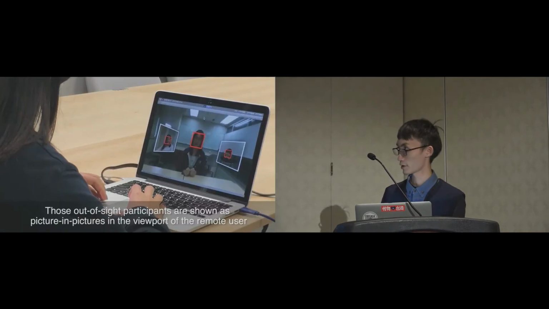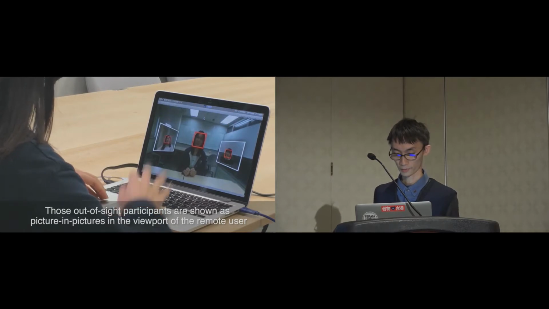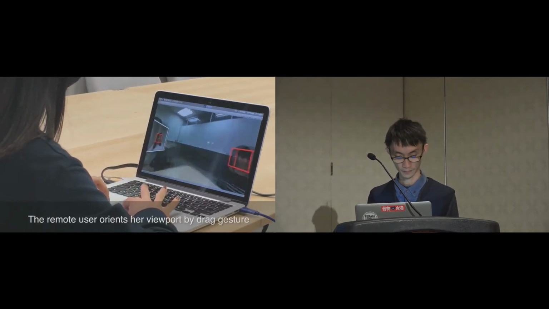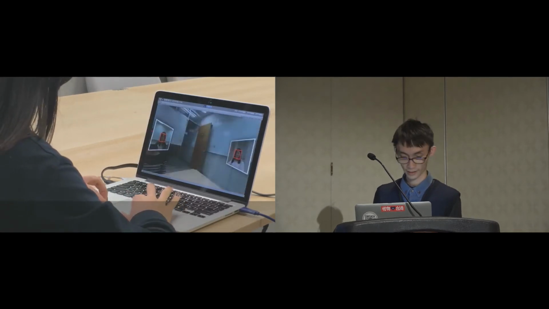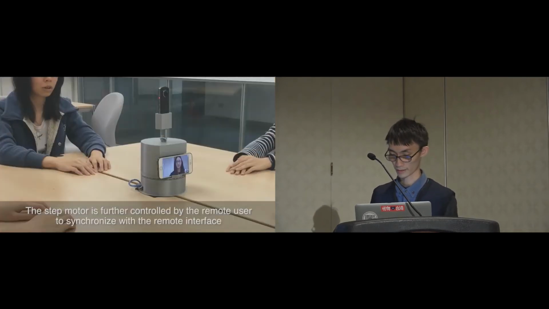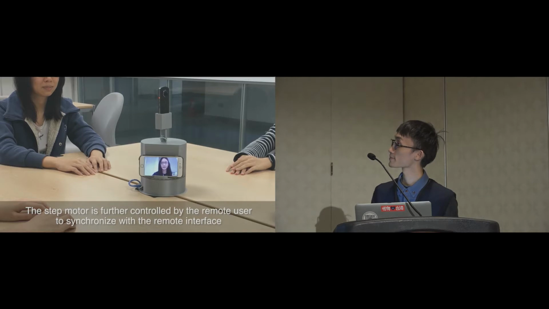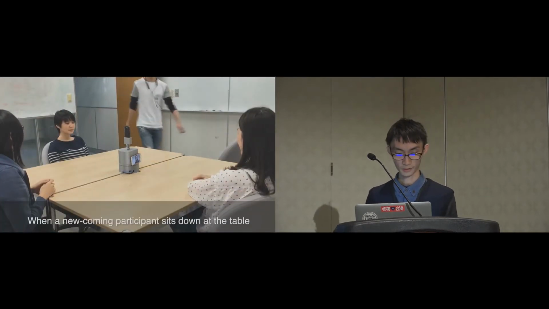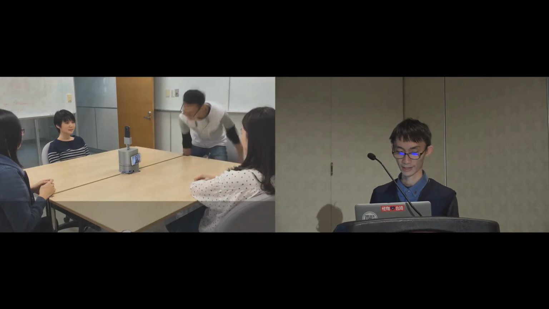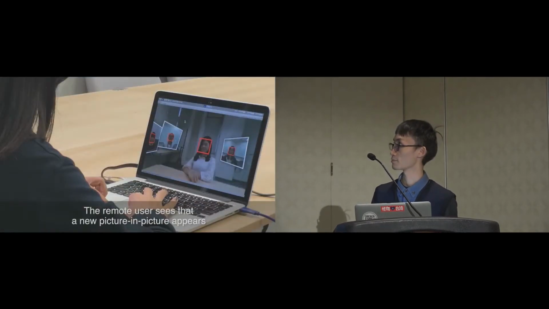The remote user will control it through the interface of outside-in. With the help of outside-in, she can learn who's around her and interacting with her. And when there's a newcomer, she can find him through the emergent picture-in-picture.